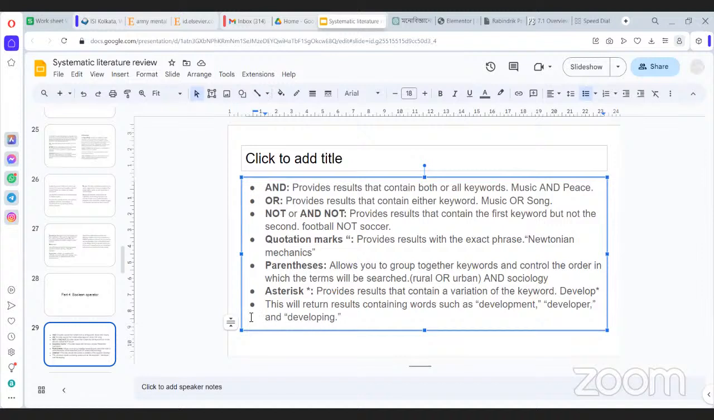Is this clear? Any question? Sir, can you explain the last two, parenthesis and asterisk? Parentheses allow you to group keywords together and control the order in which the terms will be searched. Here you will find the keywords rural, urban, and sociology. So it is written rural or urban and sociology, and rural or urban is in the parentheses.